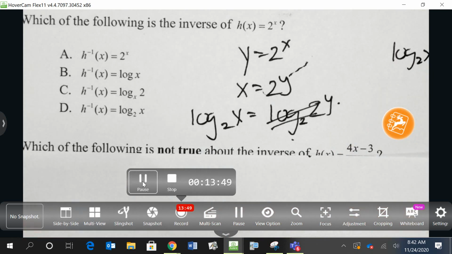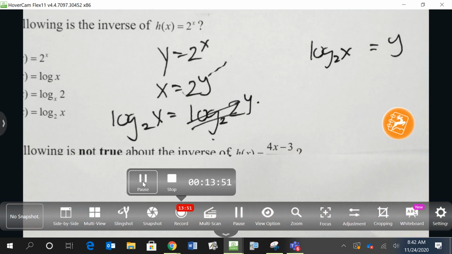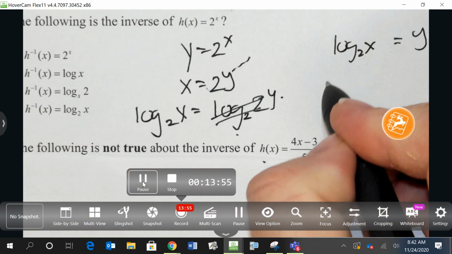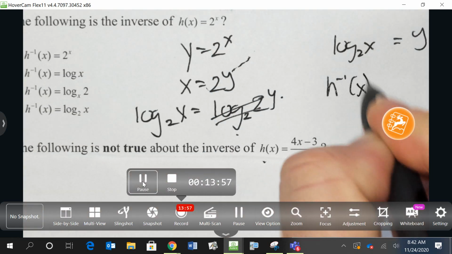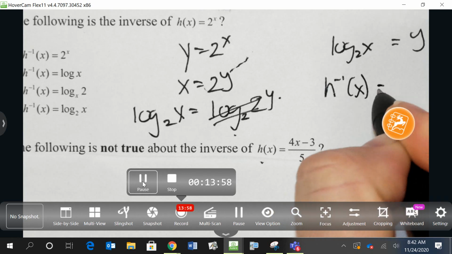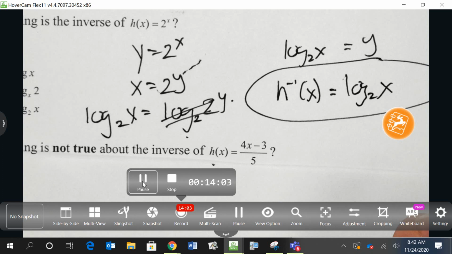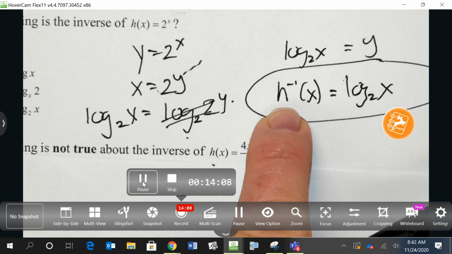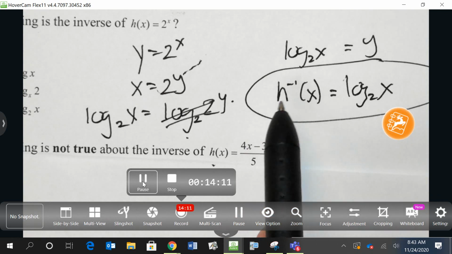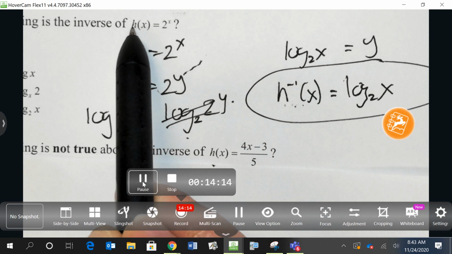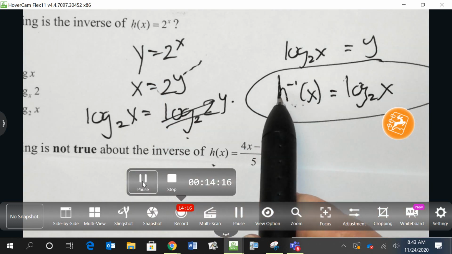Now here's the important part. We do need to write this in the correct inverse notation. What does that mean? We'll come back here. So it's h of x. We denote it as an inverse with a little -1. And then it's log base 2 of x. Now, if you had to type this in and it was not an option for multiple choice, if you just left it as a y, they would deduct points. So make sure you're writing these in the correct inverse notation. Again, the original is an h. We denote it as an inverse.